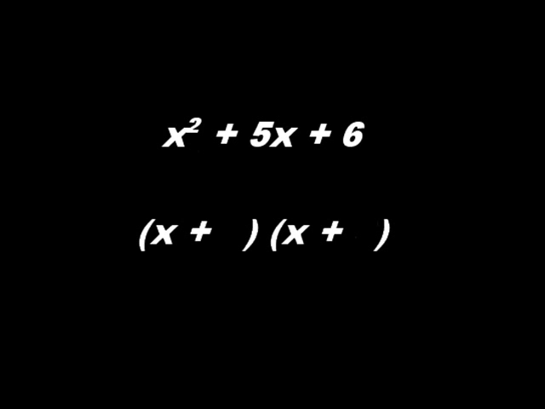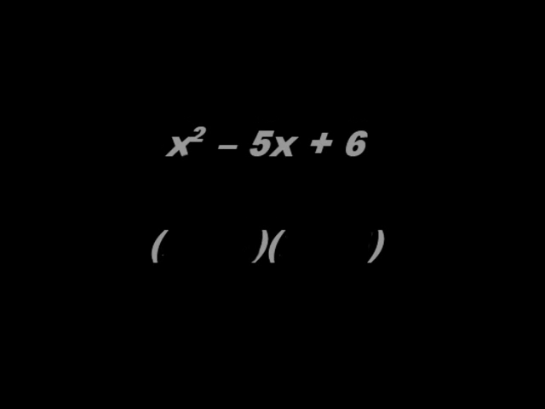Furthermore, the factors of 6 have to add to give the coefficient of the x term. Possible factors of 6 are 1 and 6 and 2 and 3, and it's 2 and 3 that we would need. So the factors are x plus 2 and x plus 3.